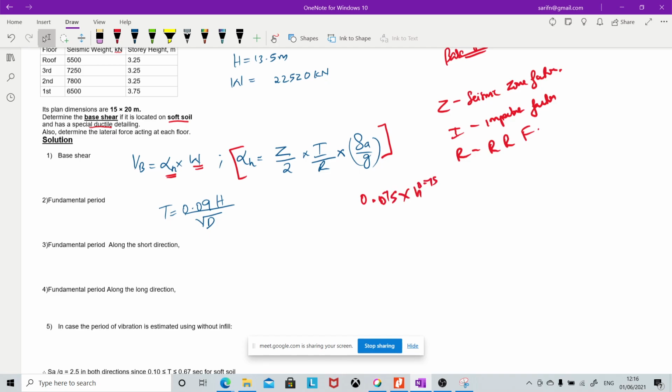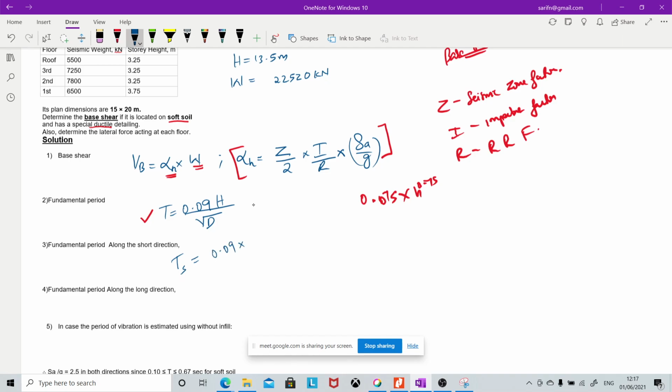This is another formula. Here we have to look at the formula for the fundamental time period, because there is masonry infill, we are using this formula. So we need to find it out along the short direction. Along the short direction, let us put it as Ts. We will get the value as 0.09.